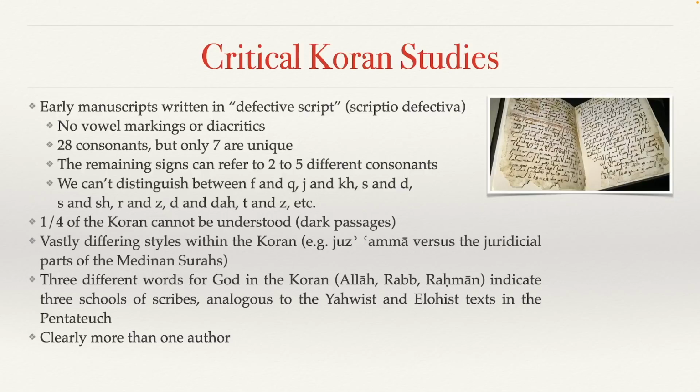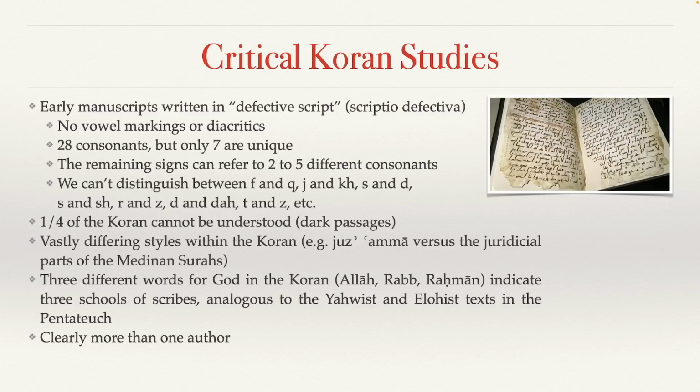Well, it's fairly obvious. The early Quranic manuscripts are written in what is called defective script, or in Latin, scriptio defectiva. That means that there are no vowel markings or diacritics. So those are the little dots and dashes which indicate where vowels are placed, but also which identify individual letters. Because in the Arabic alphabet, the 28 consonants have only 7 unique signs. The remaining signs can refer from 2 up to 5 different consonants. So for example, we can't distinguish between F and Q, J and K, S and D, S and Sh, R and Z, D and Da, T and Z, and so on.